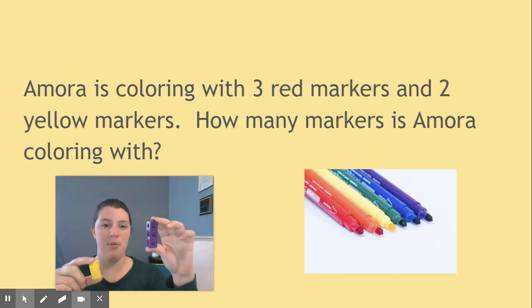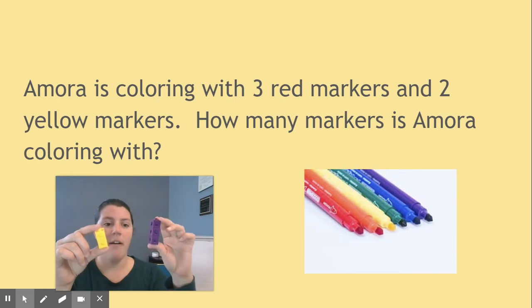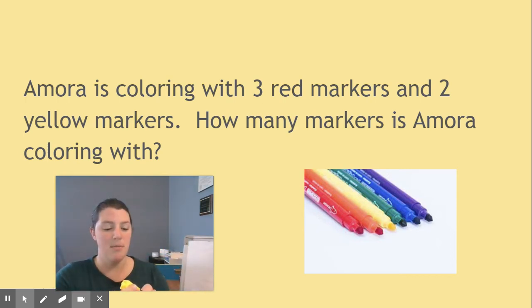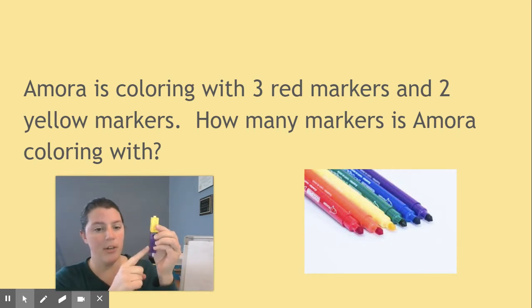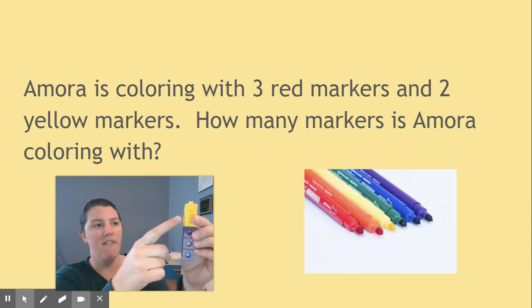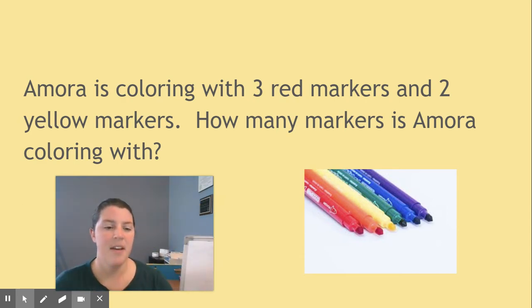The question was, how many markers is Amora coloring with? Well, she has 3 red and 2 yellow. I know 3 and 2 makes 5. Let me count to make sure. These are all the markers she has. 1, 2, 3, 4, 5. Put your hand on your head if you represented that and got the same answer. I bet you did.